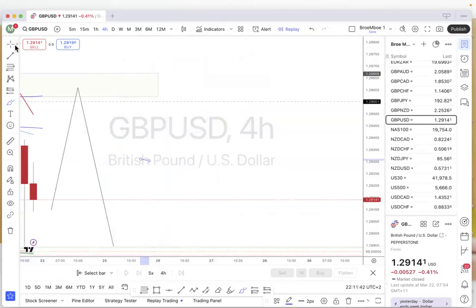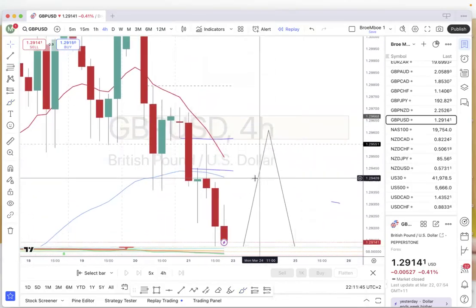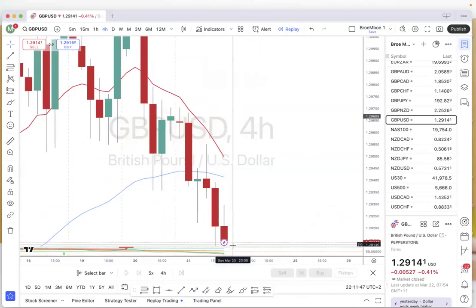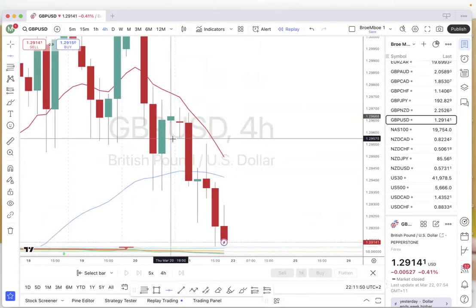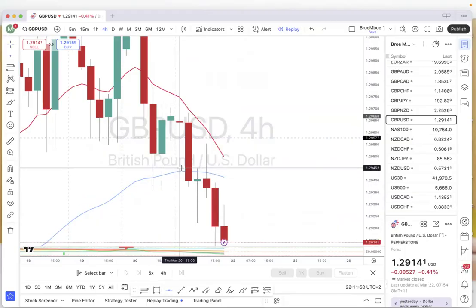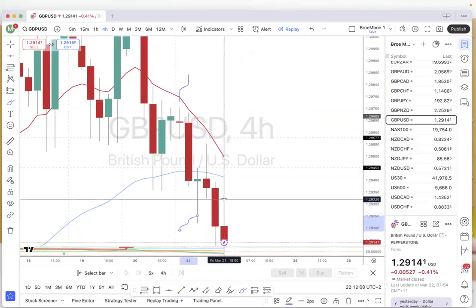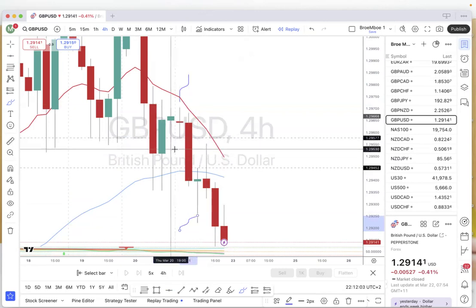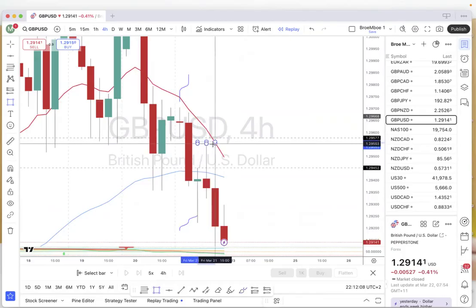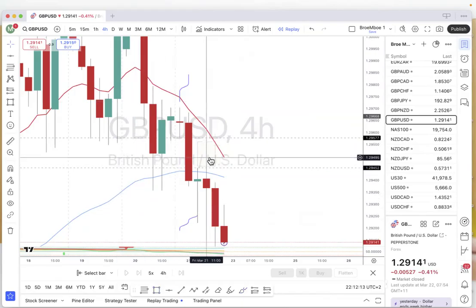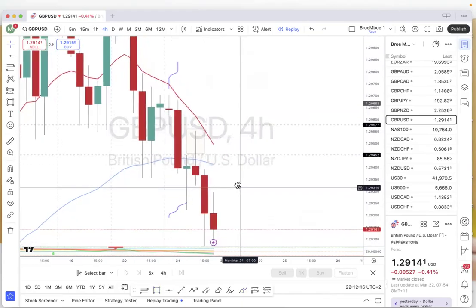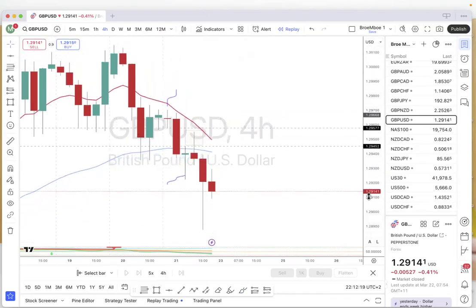Oh no, I hate this pen. All right, so let me clear everything so you can actually see. So this here and there, between this candle and this candle, they have formed a fair value gap, but it has been cleared out by this guy. So that's what you would expect the market to do when it gets into a fair value gap.